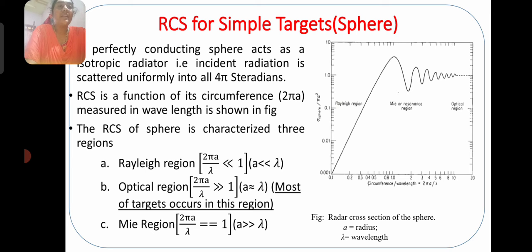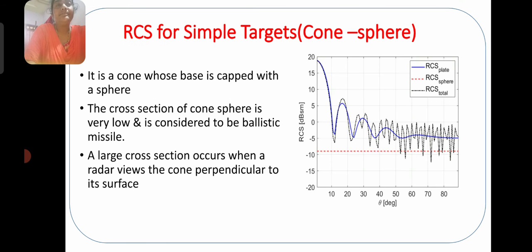Here we are plotting the graph between the circumference by wavelength for the spherical structure, the radar cross section of a sphere, where a is the radius and lambda is the wavelength. So simple targets we are dividing into three regions: one is the Rayleigh region, one is the optical region, and the next one is the Mie region.